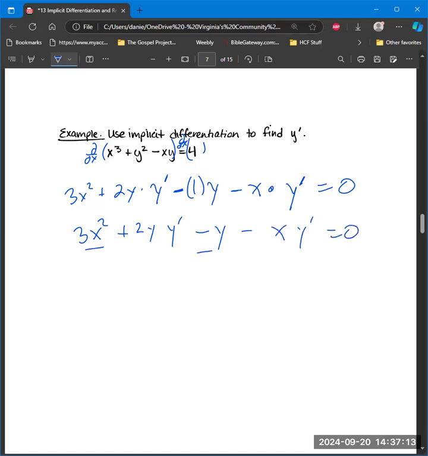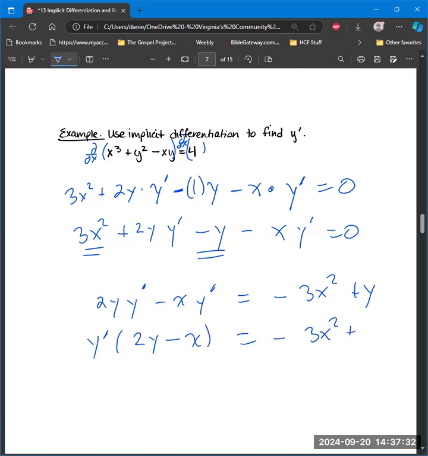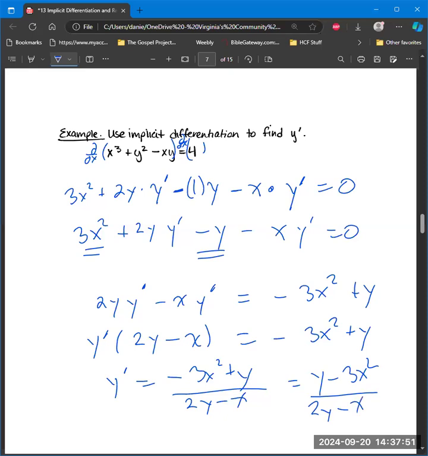Let's move my terms that don't have y prime to the other side. 2y y prime minus x y prime is equal to negative 3x squared plus y. Now I'm going to factor out my y prime and get 2y minus x. So y prime is going to be negative 3x squared plus y divided by 2y minus x, or we can write that as y minus 3x squared over 2y minus x.